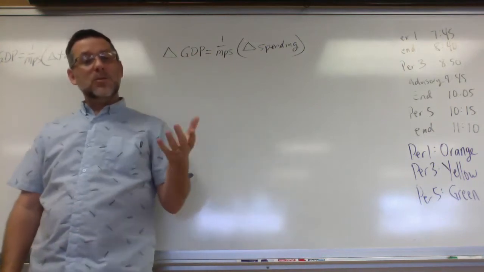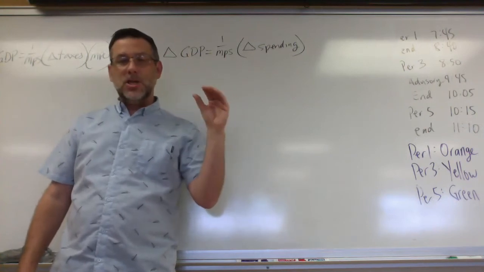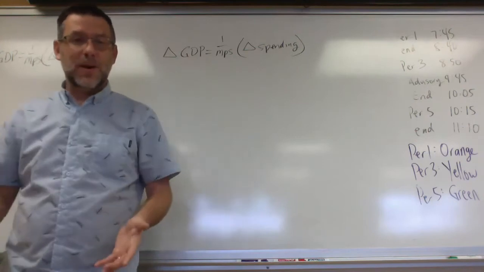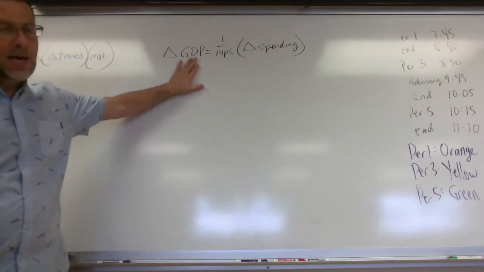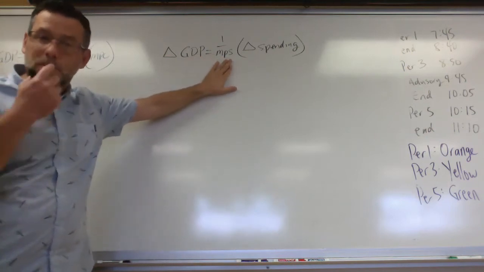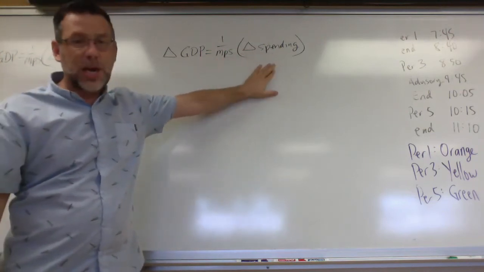And then once we have those, we can take those numbers for the population, and we can figure out what happens when we have a change in government spending. So we end up with this equation right here. Change in GDP equals 1 over MPS. That's what we call the simple multiplier, or the spending multiplier, times the change in spending.